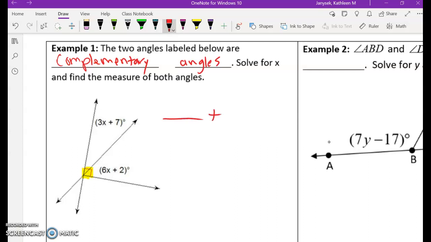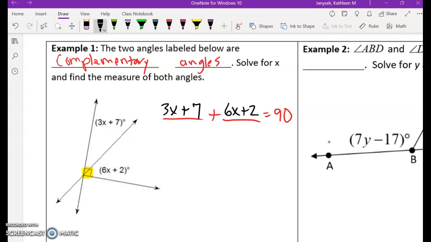So an angle plus another angle has to equal 90. So what do we put there? These two angles, 3x plus 7 is one of the angles. It represents that first angle. And the second angle is represented by 6x plus 2.